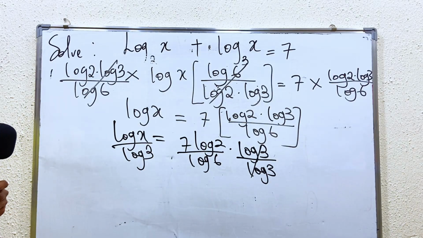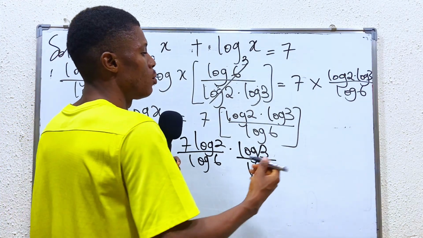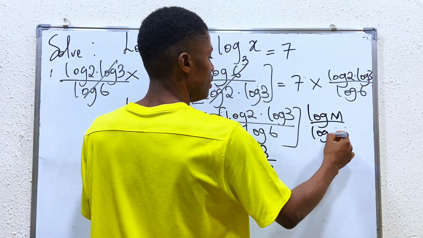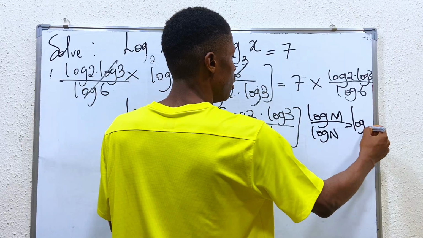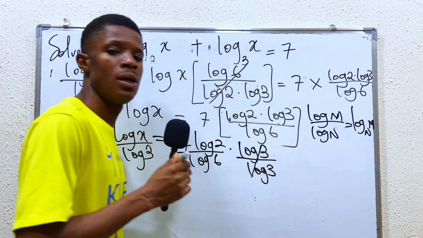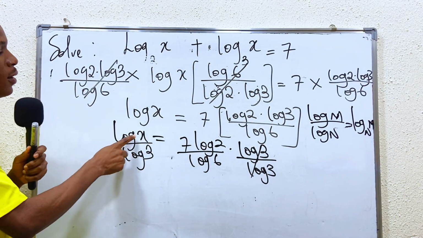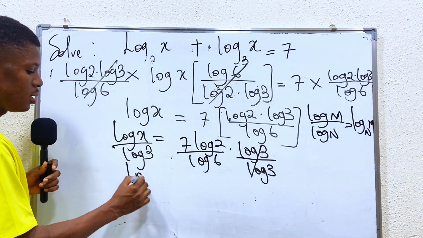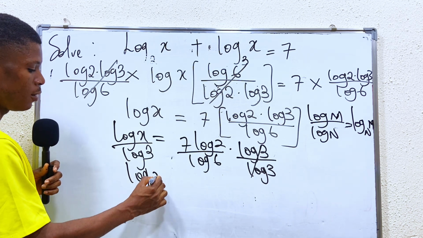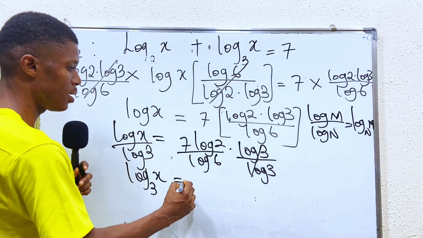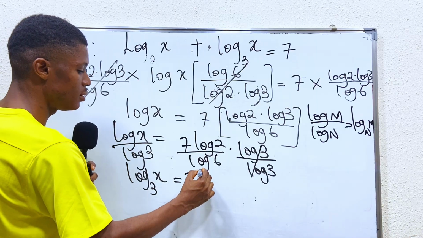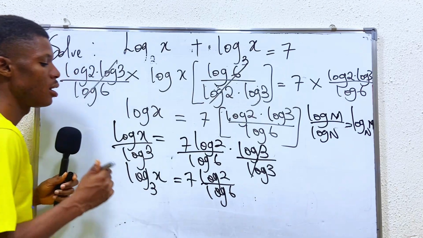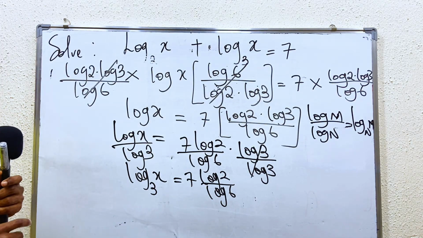If I divide by log 3, log 3 is out, but I have this. Then you have to recall the change of base, which says that log m over log n is the same thing as log of base n of m. So here I have log x and log 3. I can combine them in a single log: log of base 3 of x is now equal to 7 log 2 over log 6.